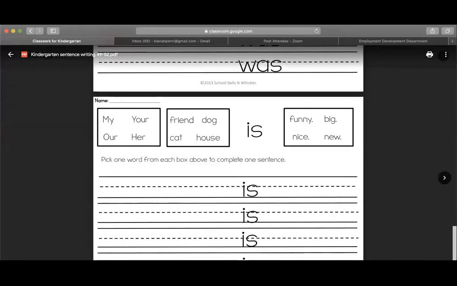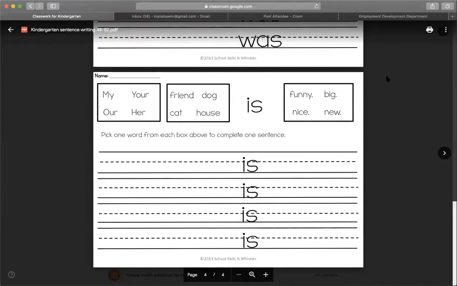So now we're going to move on to our writing. We're going to work on our writing. So if you have this paper printed, awesome. Otherwise, write it on a piece of paper. We're going to do the same thing we did last week. You're going to create sentences, picking words from the box above.